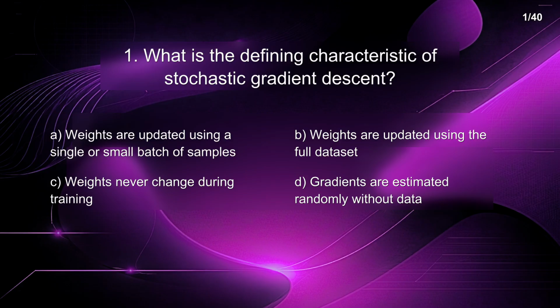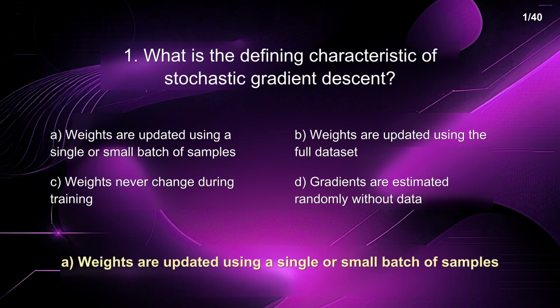First question. What is the defining characteristic of stochastic gradient descent? A. Weights are updated using a single or small batch of samples. B. Weights are updated using the full dataset. C. Weights never change during training. D. Gradients are estimated randomly without data. Correct answer is A. Weights are updated using a single or small batch of samples.